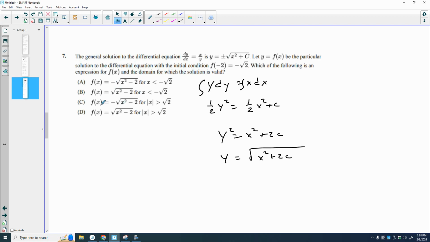So the next question is, which one will it be, A or C? Okay, it's going to be A because I can't have the absolute value of x being greater than 2. I want the x to be less than the negative square root of 2. Okay?